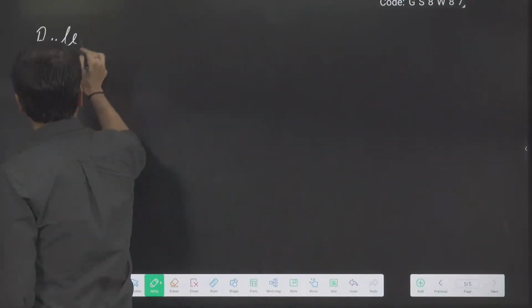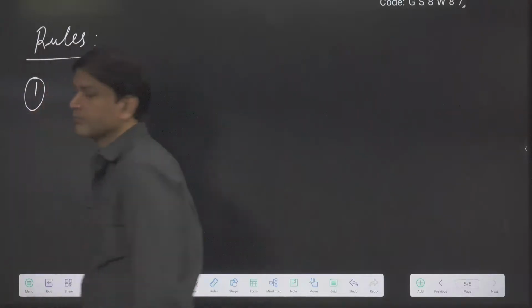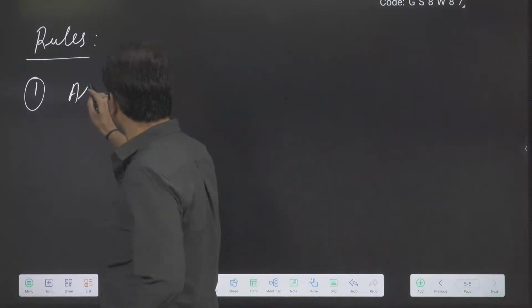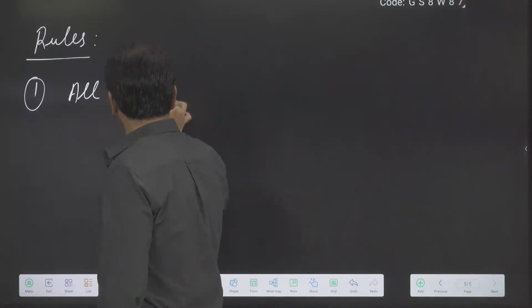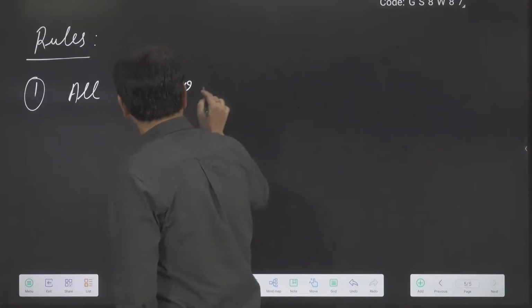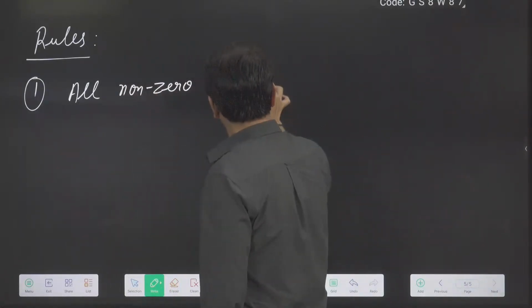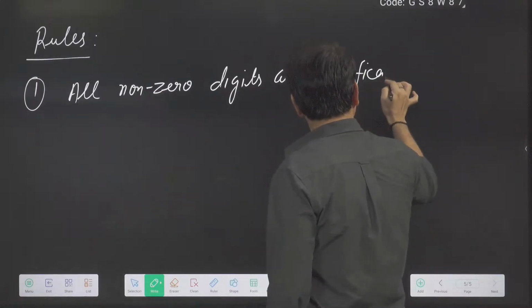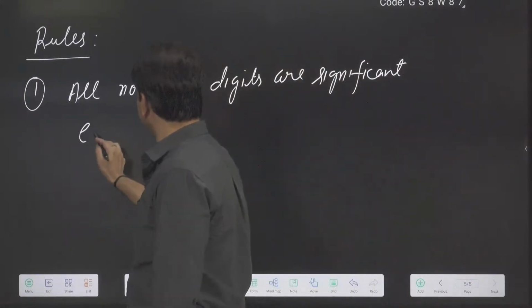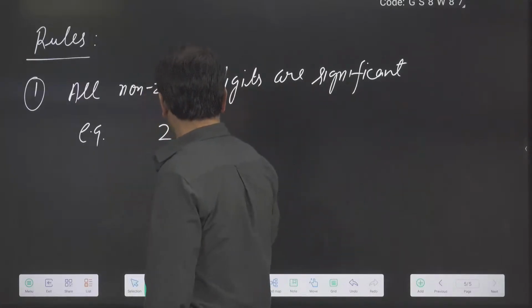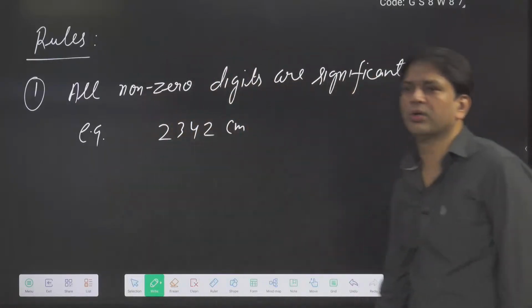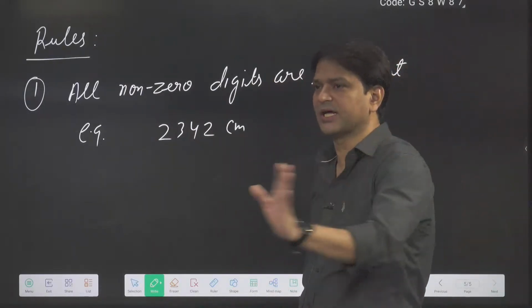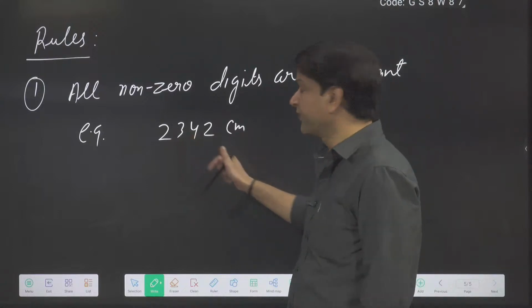Now, rules to determine significant figures. One rule is: all non-zero digits are significant. Suppose I give the example 2, 3, 4, 2. How many significant figures? All non-zero digits, without thinking how many are certain or uncertain, directly by the rule we can say there are 4 significant figures.